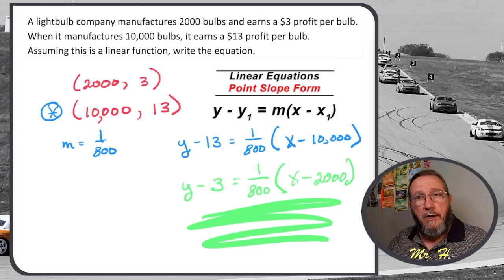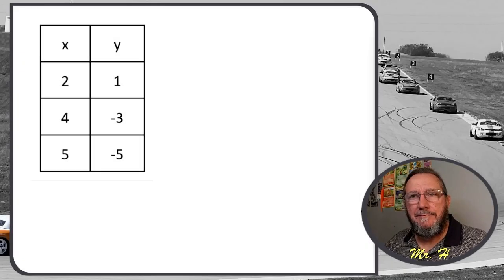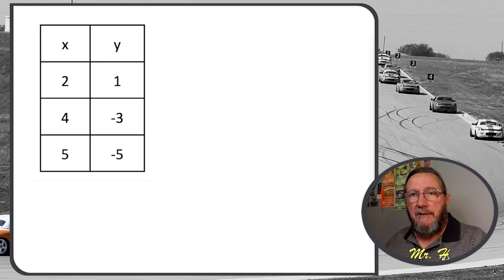Now let's work one where we're given a table. Here is our table. Remember that the table is giving you information. It doesn't look like it's been provided in a verbal problem, but it is information nonetheless. Let's see how you do.